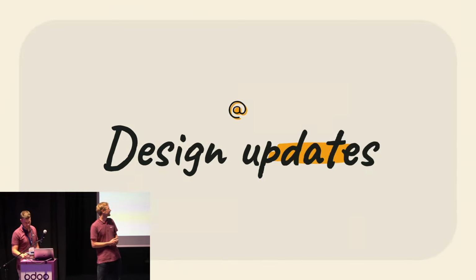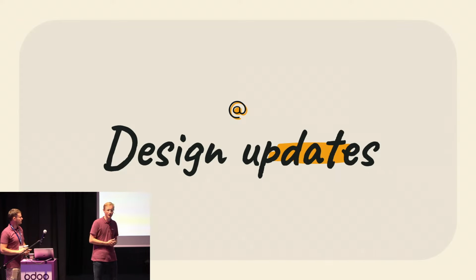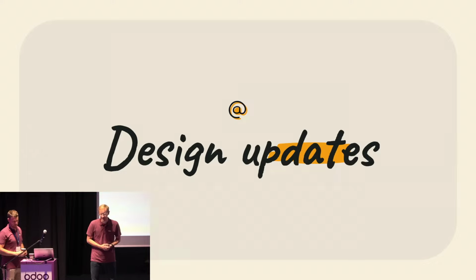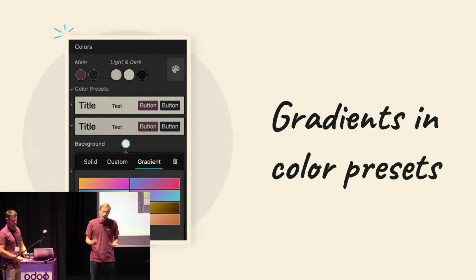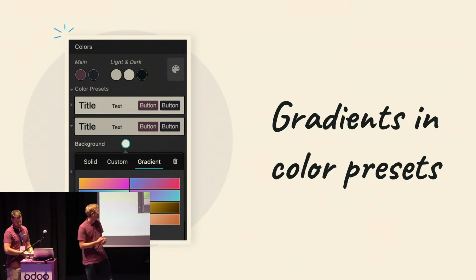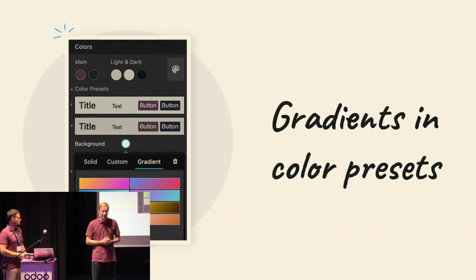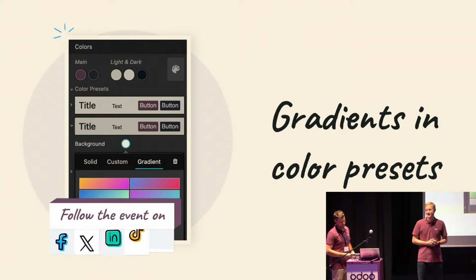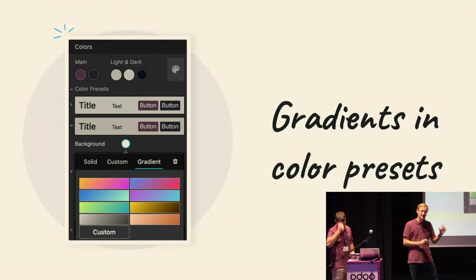Next, we take a moment to talk about design updates. We improved the building blocks library, but we've also improved the web builder interface. We now have the possibility to use gradients in color presets. Before that, to use gradients, you needed to use it on each individual block. So it was not possible to set it as a default color in the theme. Now you can set a gradient as a color in one of your color presets and it automatically updates all the pages of your website.